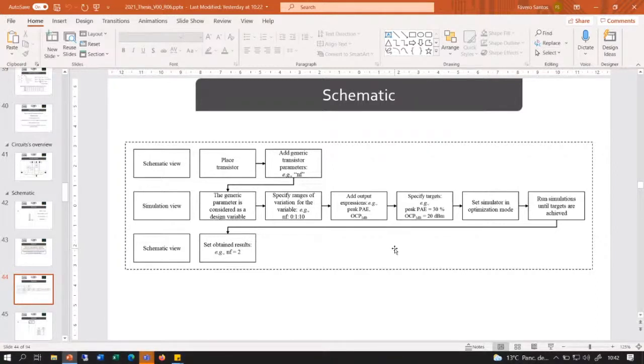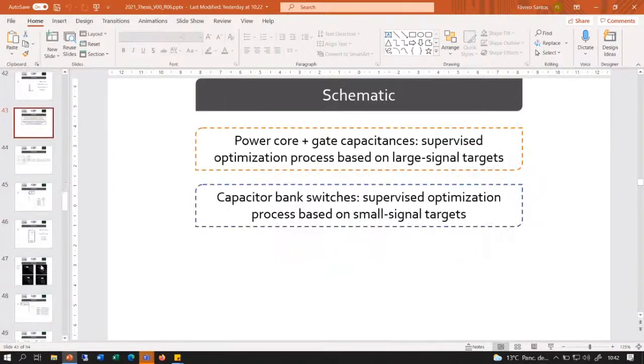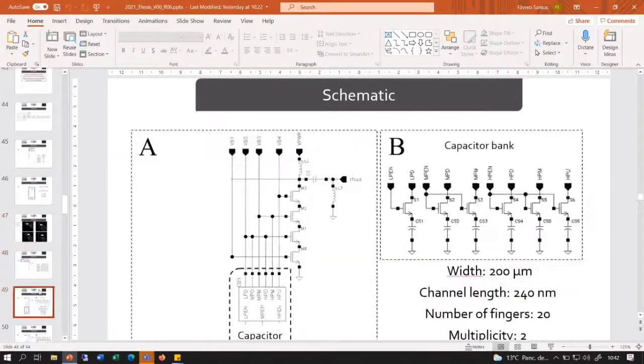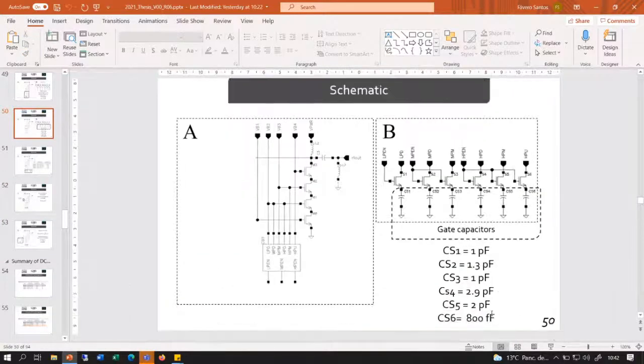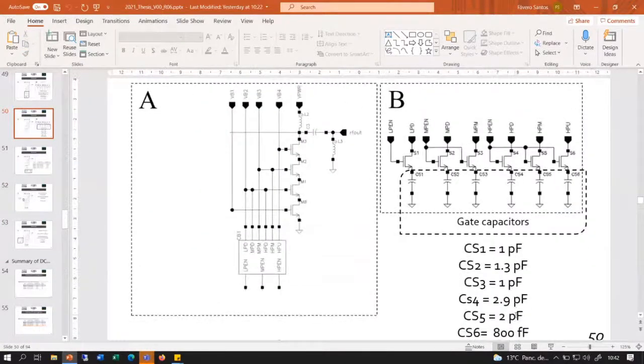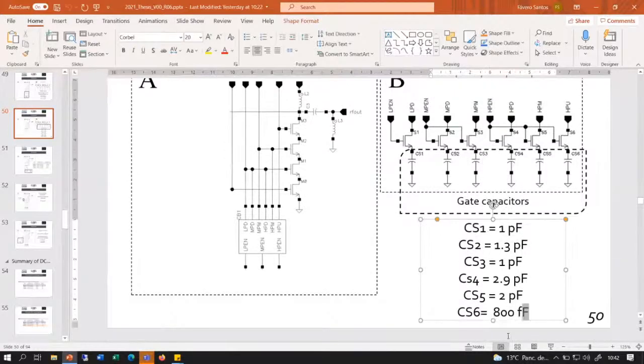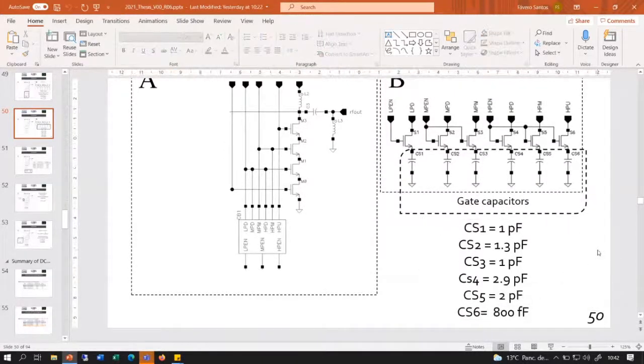I also have just a small mistake on page 35. You said in the thesis the capacitor CS6 is 800 picofarad. I think it's femtofarad. Okay? Yes, Professor, you are correct. It's 800 femtofarad. Here it is correct, but in the text it's not. Thank you. Okay.